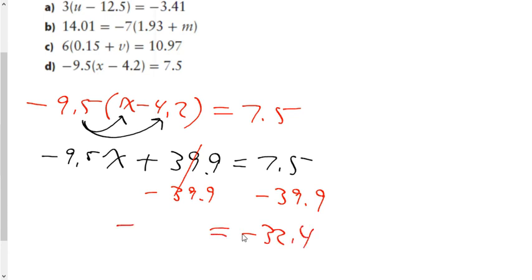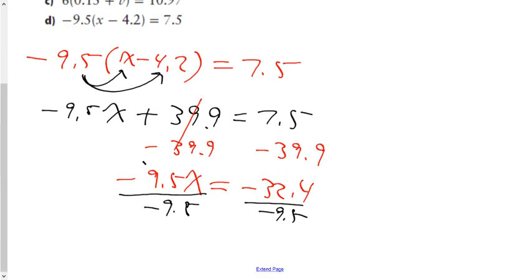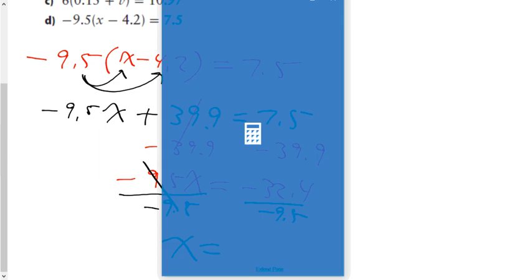And over here, I'm going to have negative 9.5x. So far, so good? Okay. Now that we have that, I'm going to get rid of my coefficient by dividing both sides by negative 9.5. And when I use my calculator, I know that I've isolated x. By doing that procedure, I've isolated x. I take my calculator.